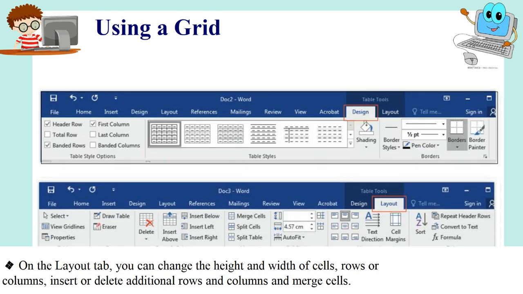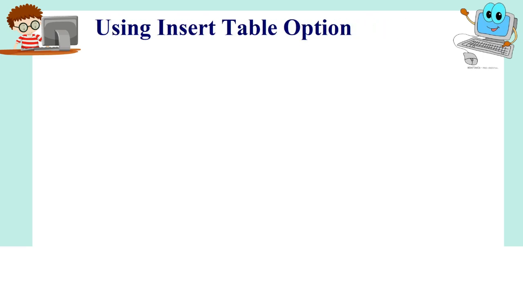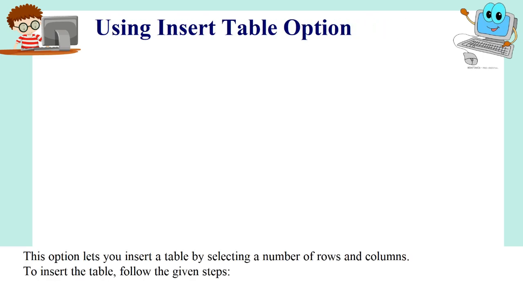On the Layout tab, you can change the height and width of cells, rows or columns, insert or delete additional rows and columns, and merge cells. Using Insert Table option. This option lets you insert a table by selecting a number of rows and columns. To insert the table, follow the given steps.